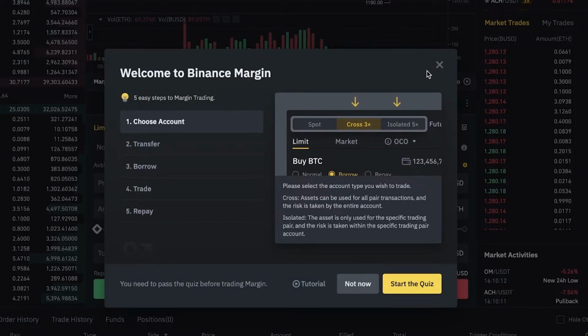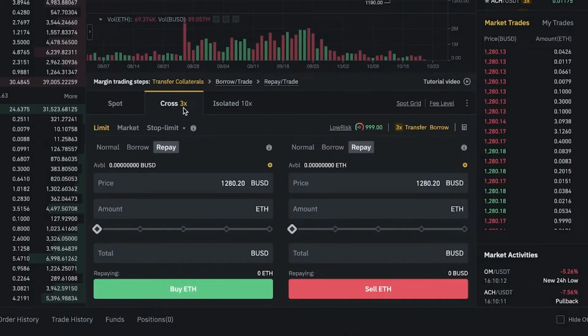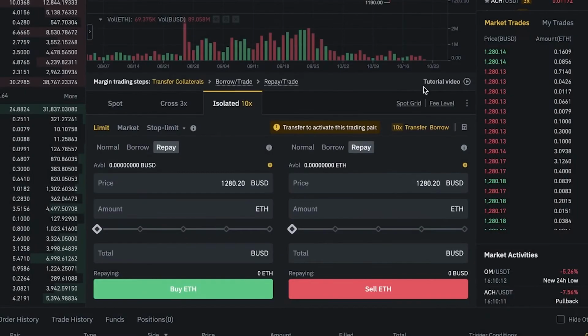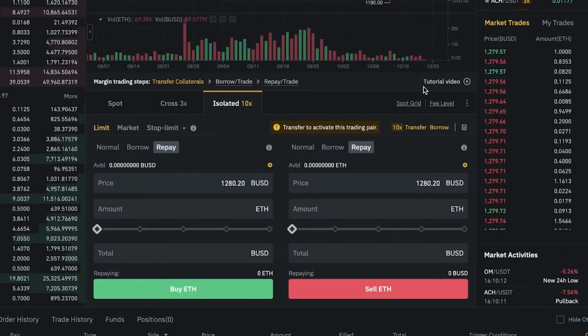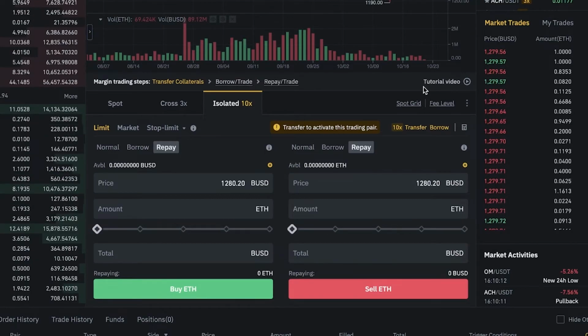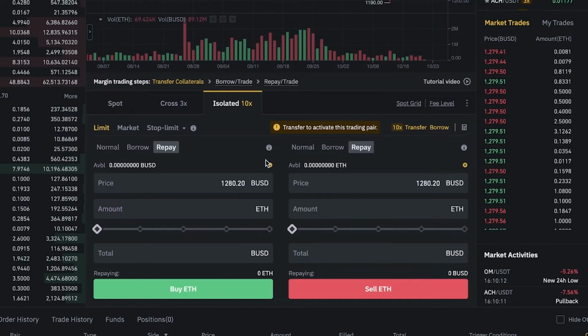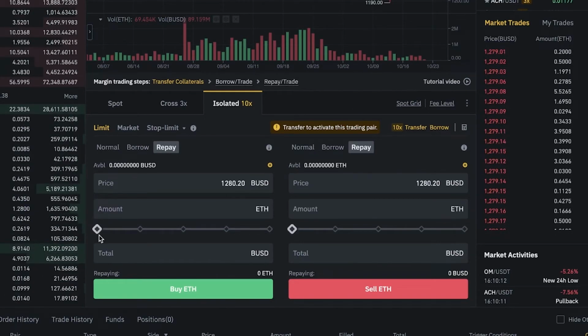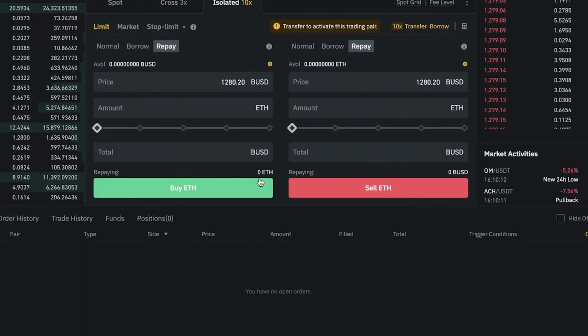Now, for beginners, it is recommended to keep it at cross 3x, because if you put isolated margin on a spot trade or on a market limit trade, then you're going to be at risk for liquidation, because a singular trade going wrong will potentially liquidate your entire account. So that is something to keep in mind. Plus, leveraging risks are pretty high for any kind of crypto trade. So these are just some of the basics of getting started.